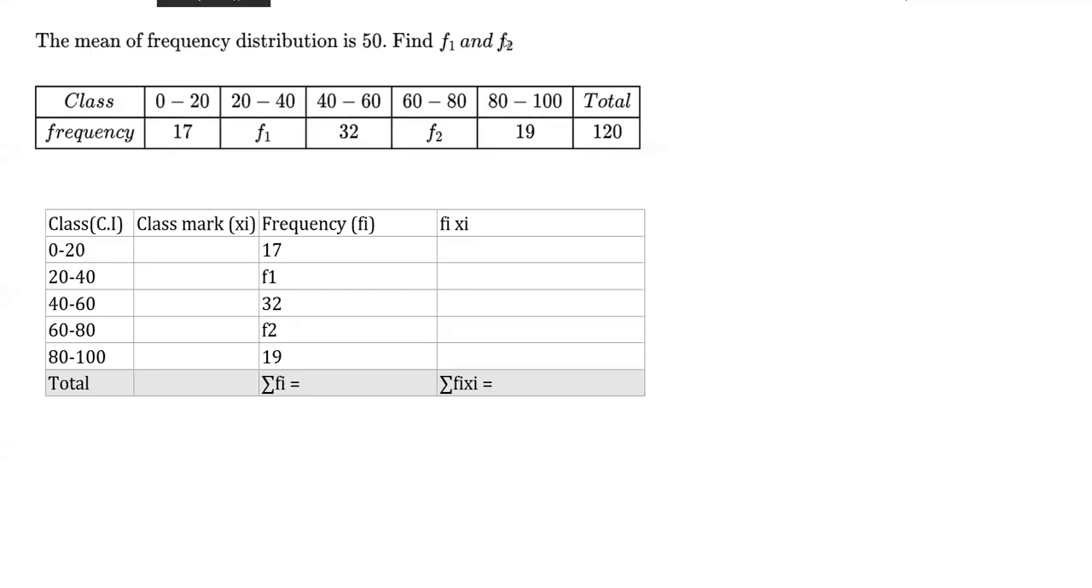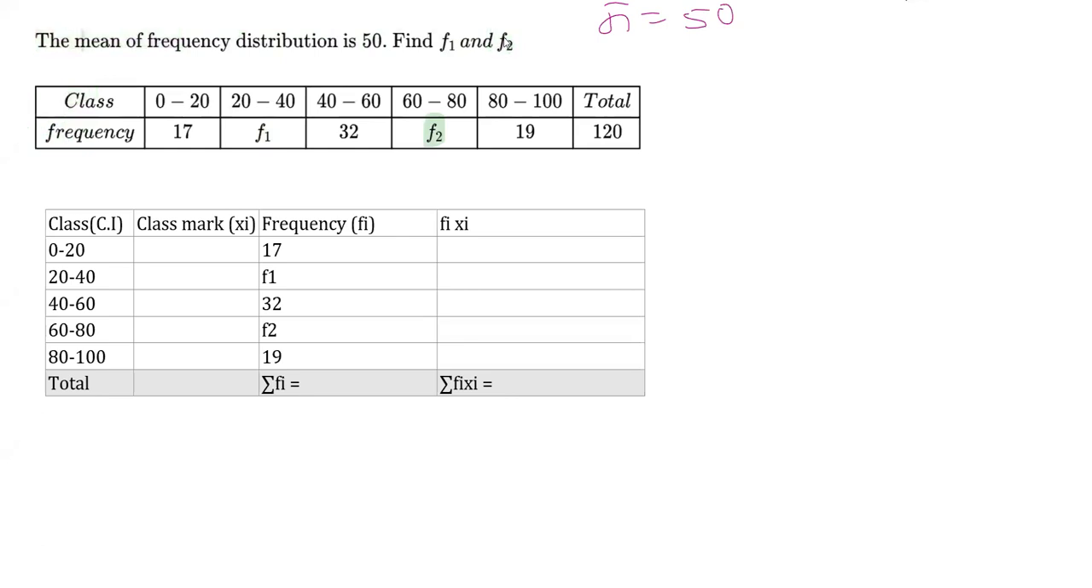This is one question taken from class 10th statistics. You can see there is a frequency distribution table given here. We also know the mean of this, denoted by X bar. We know the mean in this case is 50. What we have to find out is F1 and F2, these missing values. So this is what we have to calculate.